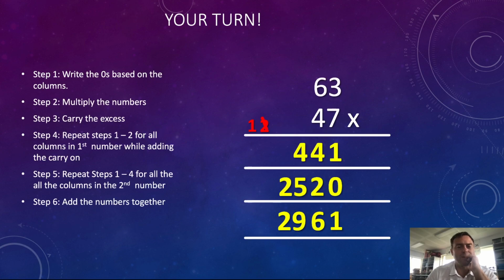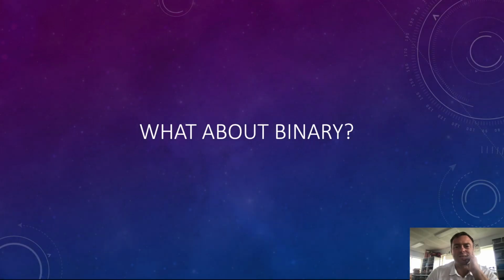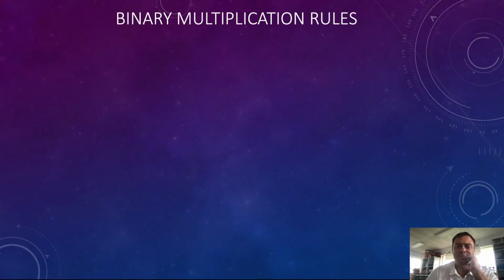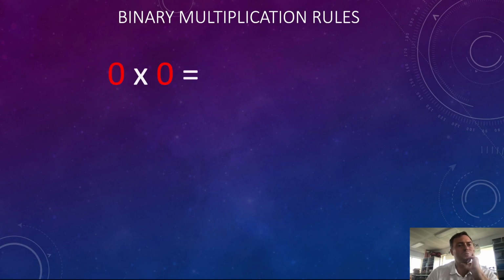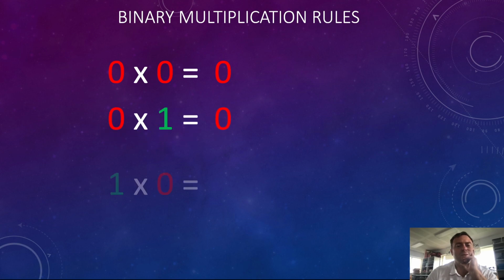What about binary? Now, this is pretty hard. It's exactly the same. It's really not different at all. So what you need to know is remember the rules. So 0 times 0 is equal to 0. 0 times 1 is equal to 0. 1 times 0 is equal to 0. And then 1 times 1 equals 1.